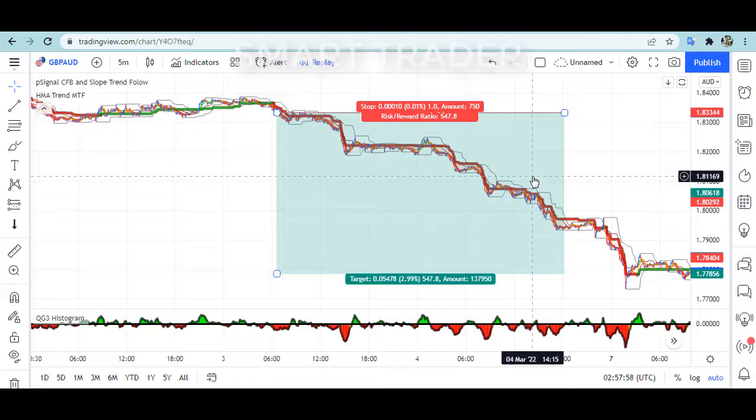Remember, always trade with the trend, buy at support and sell at resistance. Only risk 1 or 2% per trade. Study and backtest before using real money.